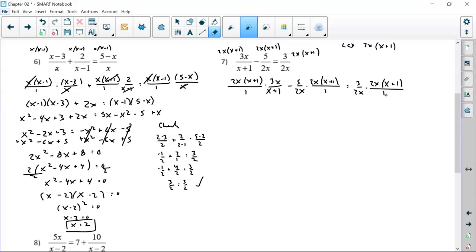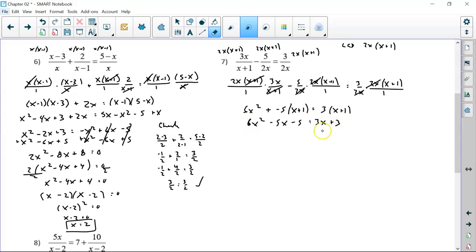So now we're going to start simplifying before we multiply. The x plus 1's cancel, which is nice. So it's 2x times 3x, which is 6x squared. The 2x cancels, so it's negative 5 times x plus 1. So it's plus negative 5 times x plus 1 equals, the 2x's cancel, 3 times x plus 1. So we have 6x squared minus 5x minus 5 equals 3x plus 3.